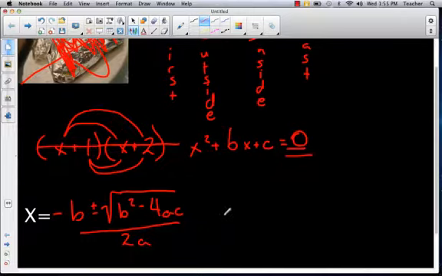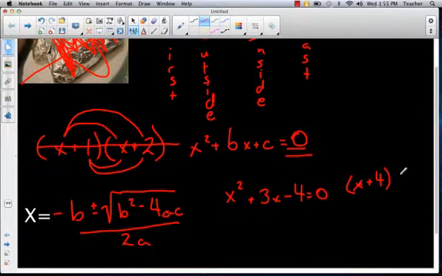So, let's say we want to do x squared plus 3x minus, let's do 4, equals 0. Now, we all know how to factor like this. So, if you factor this really quick, what do you get? You get x plus 4 and you get x minus 1.